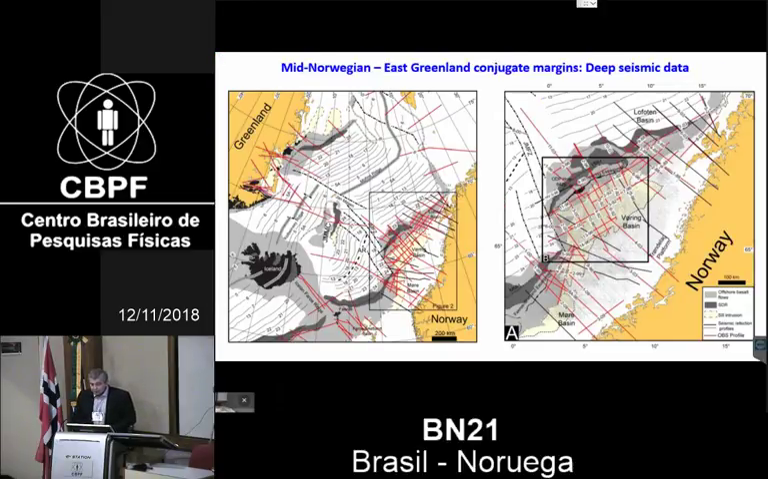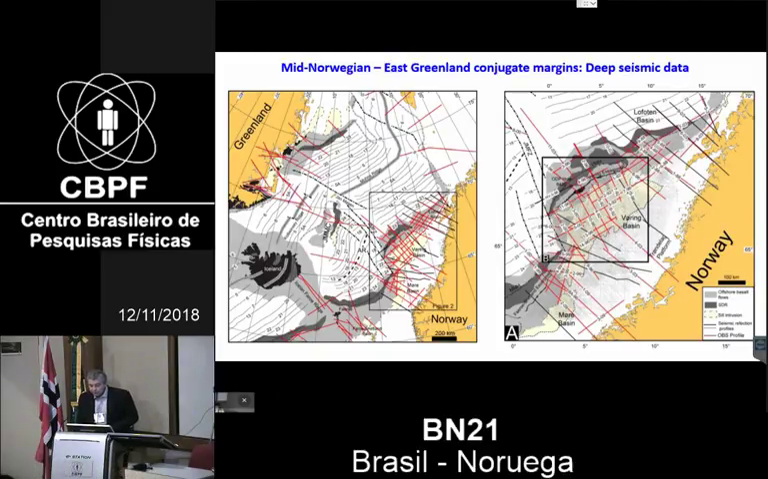So let's start up in the Northeast Atlantic. Here we show the present day database for deep seismic refraction data. So you see all across the Norwegian margin, it's covered by a dense grid of wide angle seismic data. And in the background, you see the coverage of the multi-channel seismic reflection data, which means it's completely covered. And now it's an increasing coverage of 3D seismic as well.